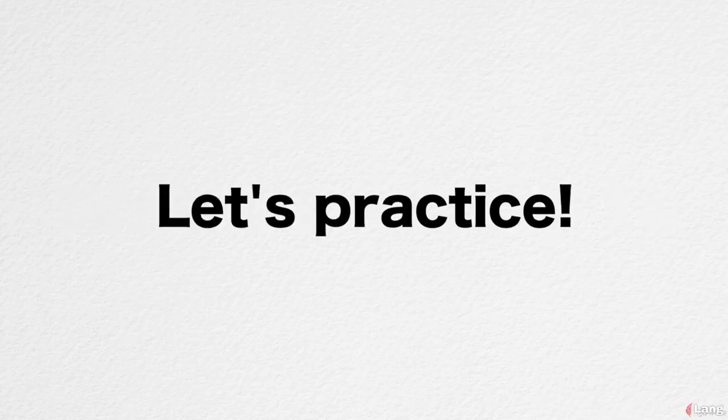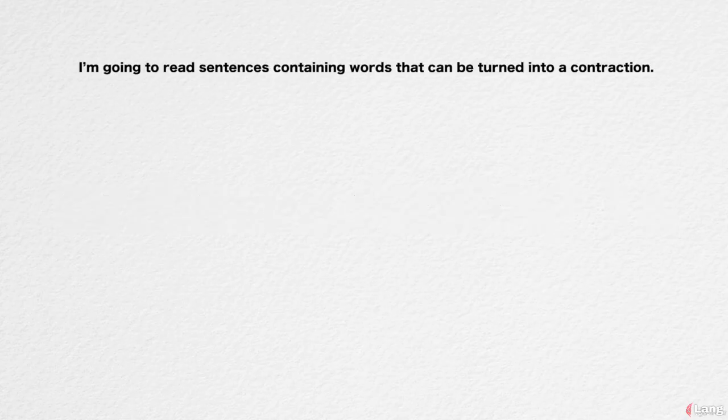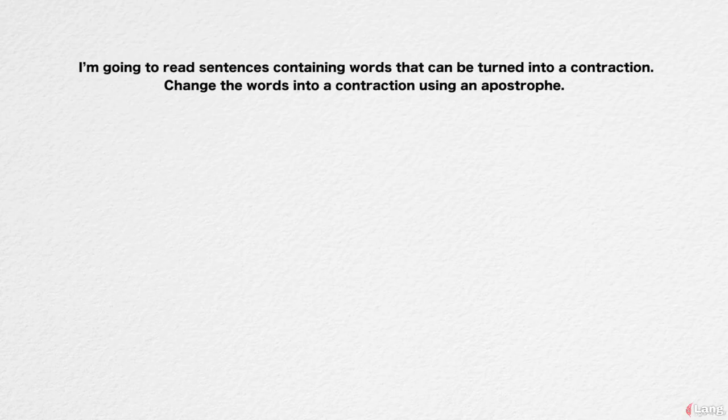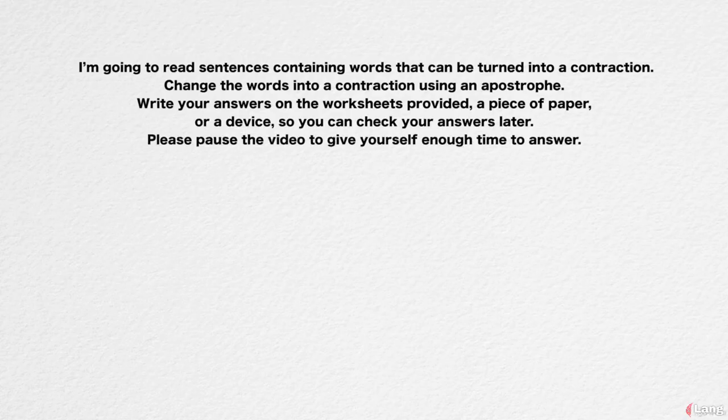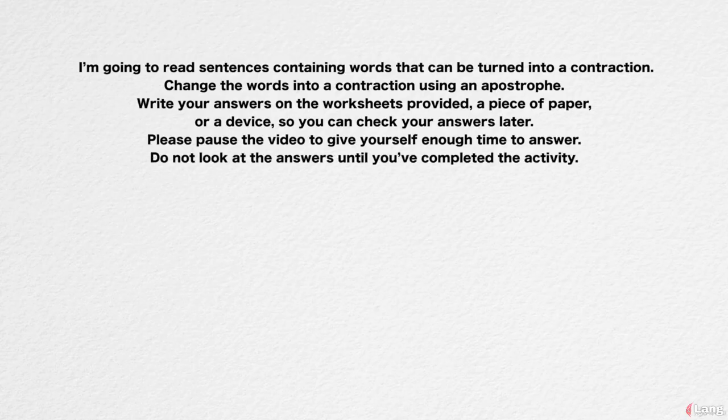Grammar Activity 1A. Now let's practice what you've learned in Grammar Activity 1. I'm going to read sentences containing words that can be turned into a contraction. Change the words into a contraction using an apostrophe. Write your answers on the worksheets provided, a piece of paper, or a device so you can check your answers later. Please pause the video to give yourself enough time to answer. Do not look at the answers until you've completed the activity.